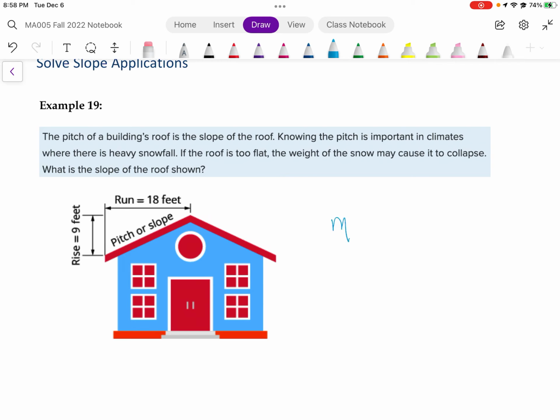So m is going to be the rise over the run. So we get 9 feet over 18 feet. So the feet are going to actually cancel out. And 9 over 18 is 1/2. So the slope is 1/2.